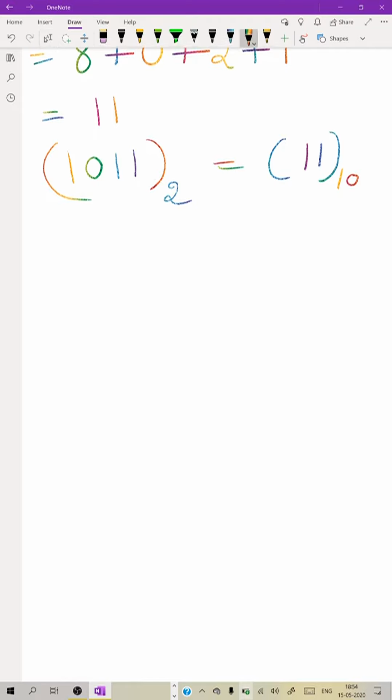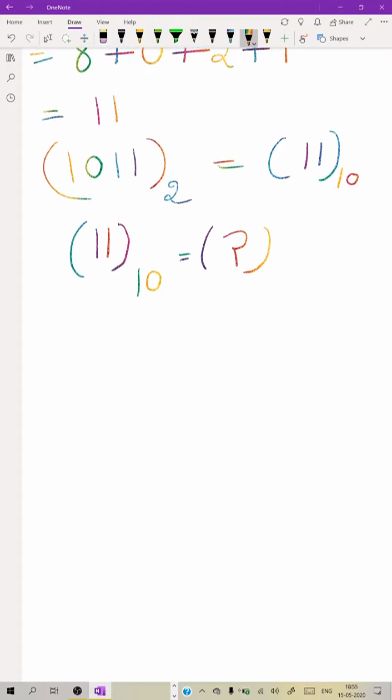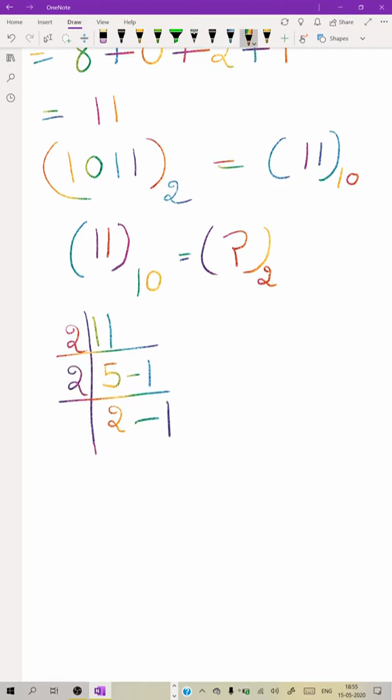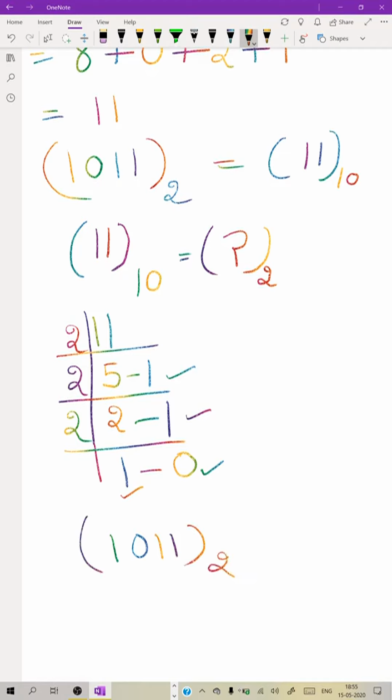Now, for example, my value is given as 11 decimal and we want to convert it into binary. So simply divide 11 by 2. 2 5s are 10, remainder 1. 2 2s are 4, remainder 1. 2 1s are 2, remainder 0. So our answer is 1 0 1 1, and this is our binary number. So this and these are the same thing.